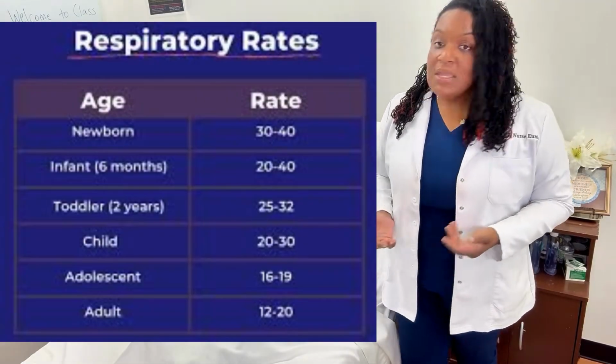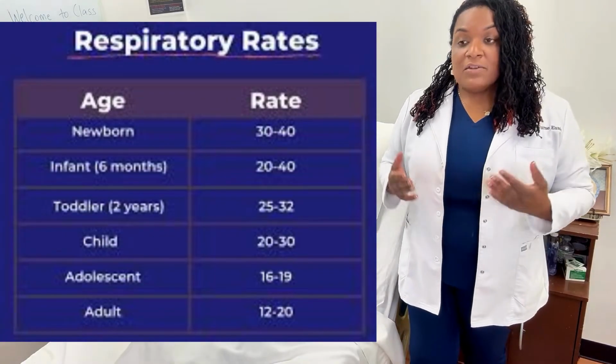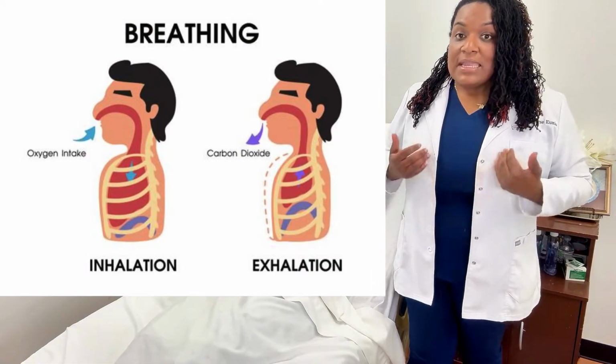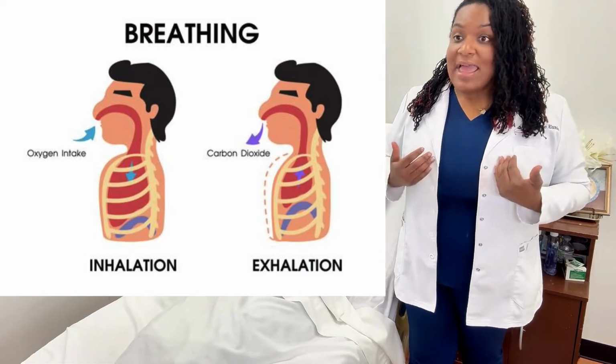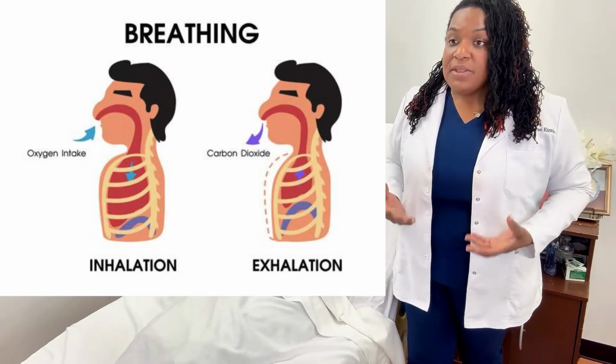So let's talk about respirations. Whenever you're counting a patient's respirations, you're letting your nurse know how well this patient is breathing. A normal respiration rate for an adult is 12 to 20 breaths per minute. A breath would be one inhalation, where we're breathing in oxygen, and then one exhalation. So in and out. Breathe in oxygen, let out CO2. That would be the full process.